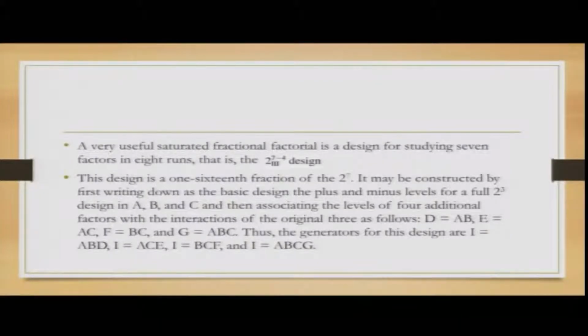A very useful saturated model of the factorial design is the design for studying 7 factors in 8 runs, which is basically given by 2 to the power 7 minus 4. This design is a 1/16th fraction of 2 to the power 7, because you have 7 factors. It may be constructed by first writing down the basic ones, which is 2 to the power 3. So, there are 3 factors a, b, c, and then associating the levels of these 4 additional factors based on how you design the problem. These are as follows: D is a combination of a b, E is a combination of a c, F is a combination of b c, and G is a combination of a b c.